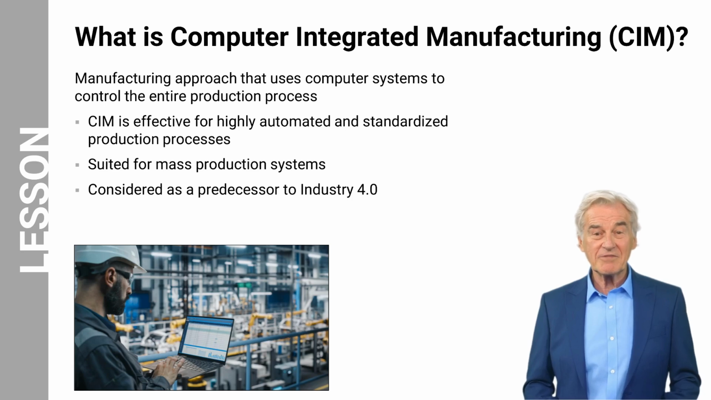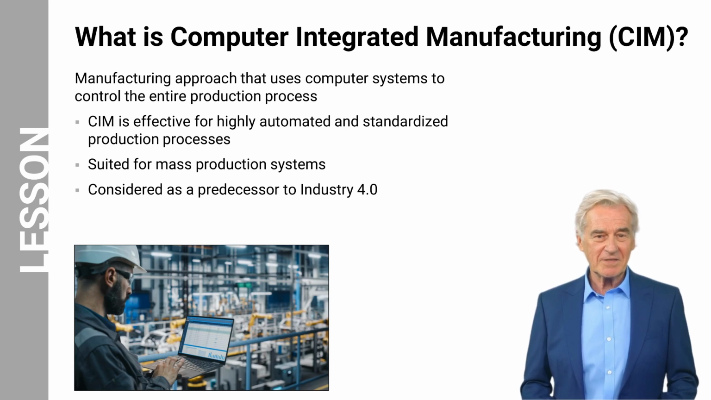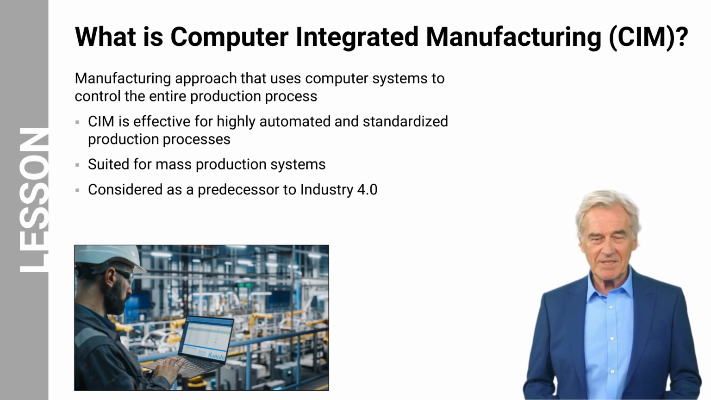Computer integrated manufacturing, or CIM, is a manufacturing approach that uses computer systems to control the entire production process. This method is good for highly automated and standardized production processes, such as mass production systems.